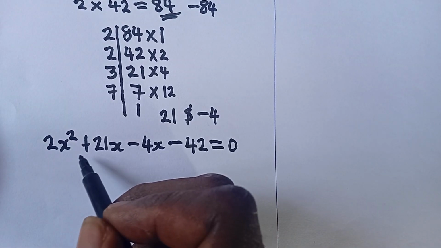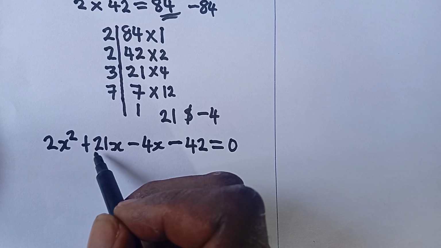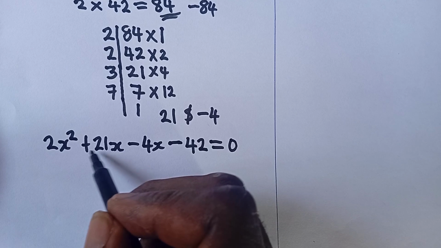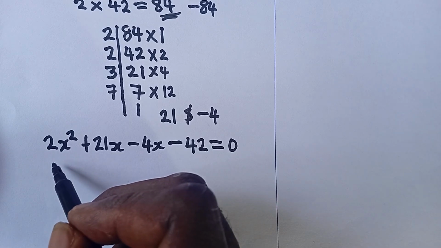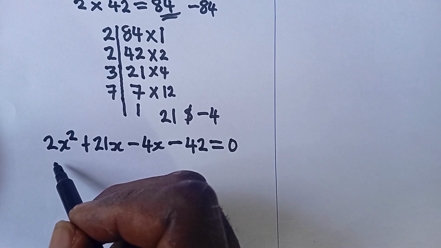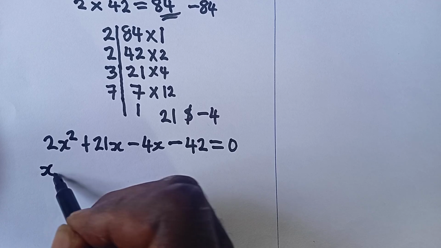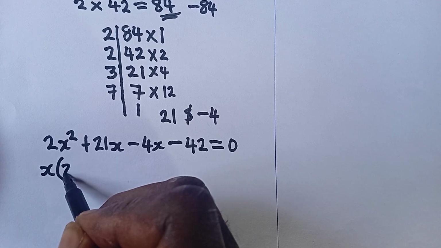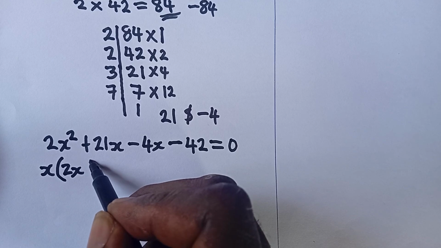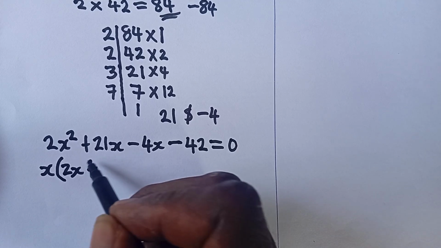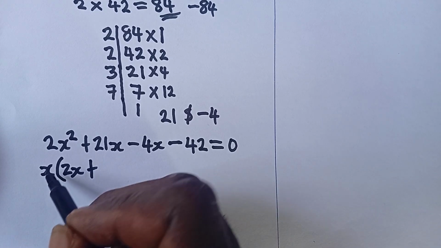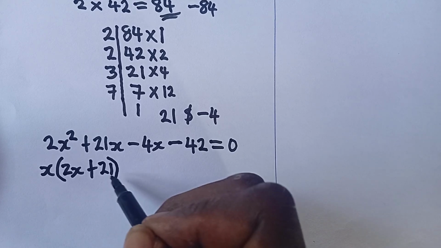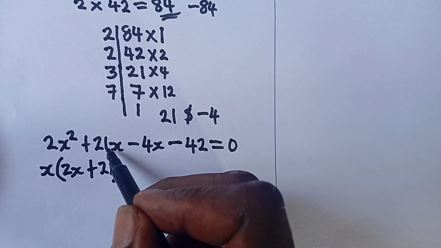Checking these first two terms, if we look at them correctly, the only thing that is common to them is x. So when we factorize, we'll be having x here, open bracket. This 2x squared, when you divide by x, you are left with 2x. Then plus, when 21x is divided by the x, which is the factor taken out, we are left with 21. So we have factorized these two now.